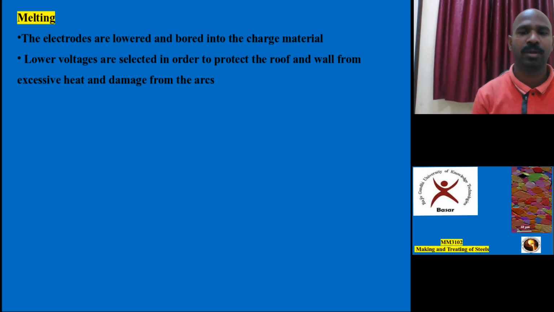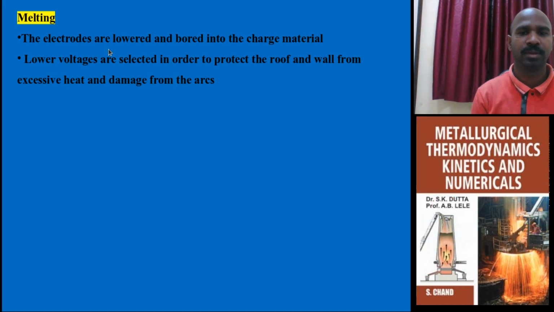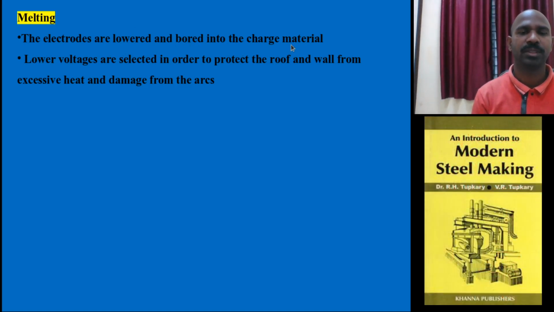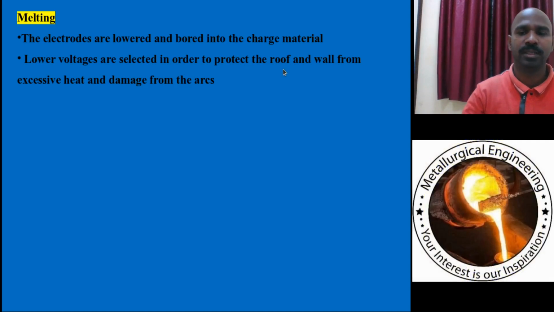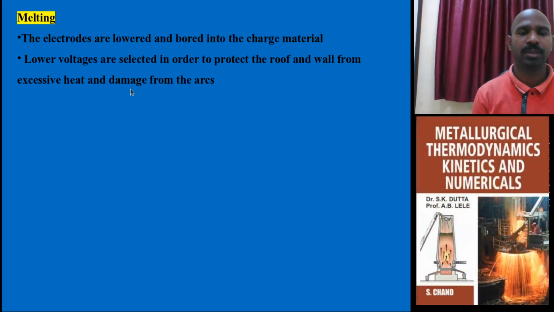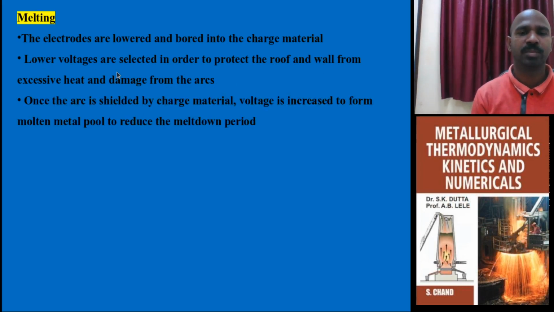Initially, the electrodes are lowered slowly with mechanical motors and bored into the charged material. It could be steel scrap or sponge iron, depending upon the charged material chosen. The voltage is selected first as low, to protect the roof. Initially there will be sparks generation, which can damage the roof. Slowly you increase the voltage. For protecting against all these damages, you choose low voltage.